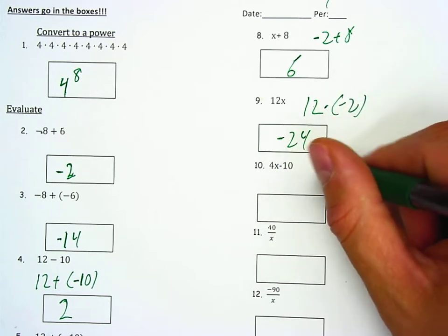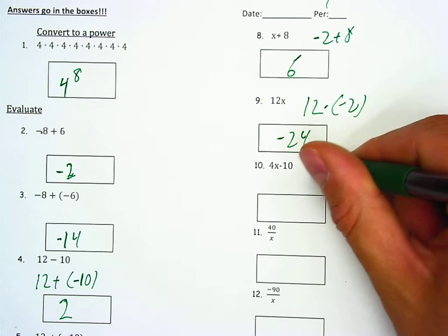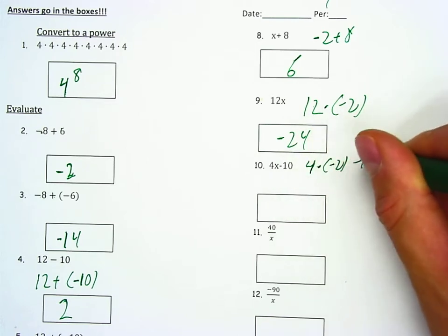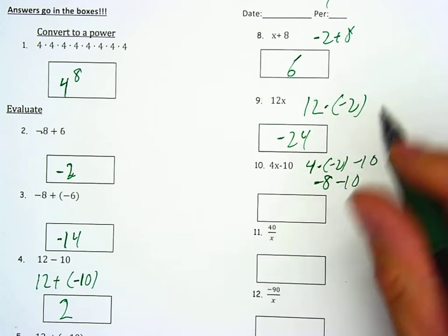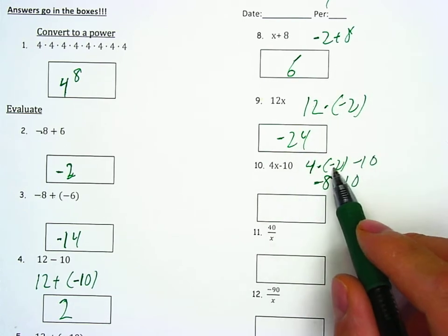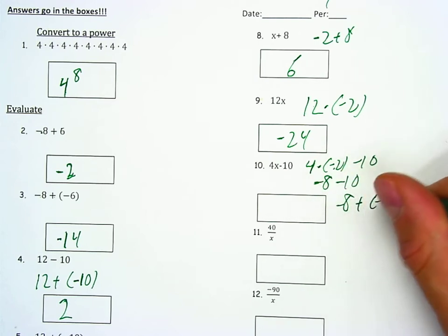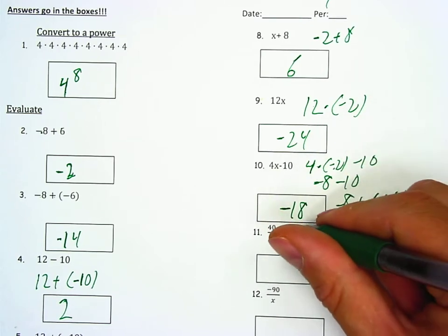Next one, 4 times -2 minus 10. The 8 came from the fact that 4 times -2 is -8. So we have -8 minus 10, which is the same as -8 plus -10. Same signs add, -18. Next one, 40 divided by -2.